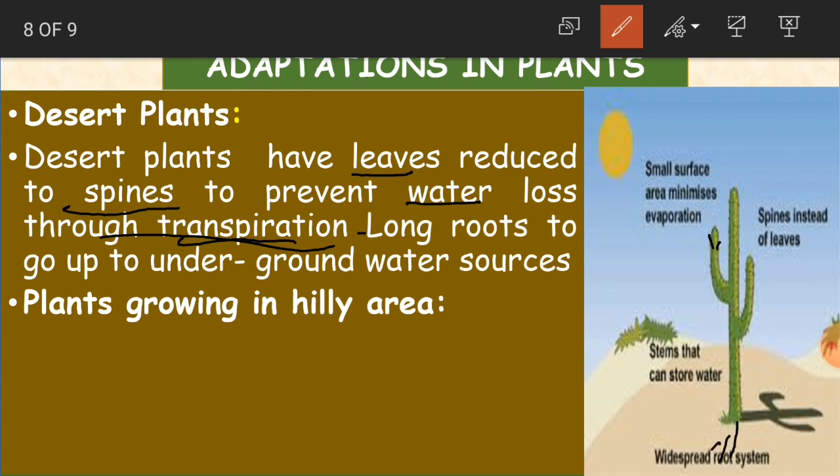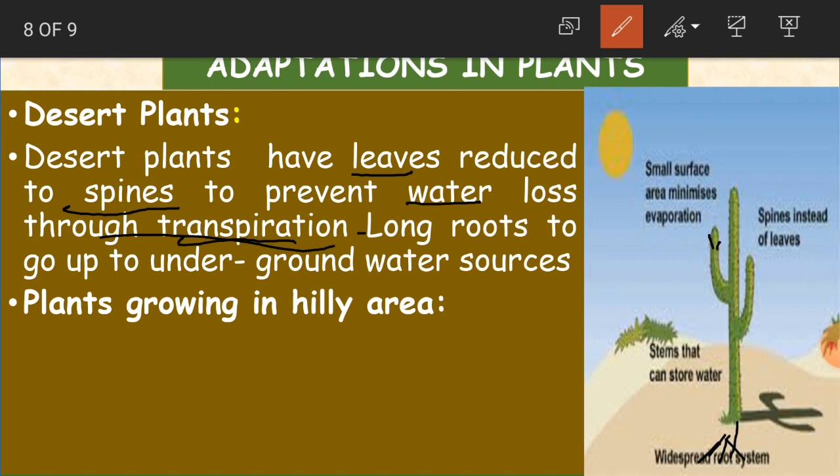And they have long roots. So how are their roots? They have long roots to go up to underground water sources. Why do they have long roots? To take the water from the underground water sources. As the rainfall and the water sources are very less in desert areas, these leaves have a spine structure, and even the roots are so long that they can take even the underground water sources. So that is how this plant is getting itself adapted to this region.